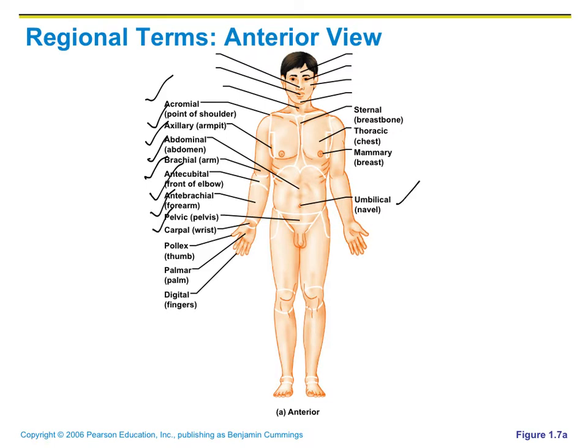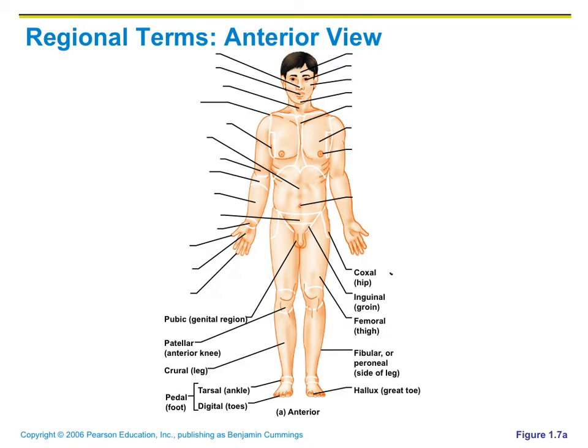Carpal, like carpal tunnel syndrome. Palmar and digital. Sternum or sternal area, thoracic, and mammary. Make sure you can differ. Coxal is hip. Inguinal is groin, which we discussed. Femoral is the femur area. Fibular, where you have a fibula. The pubic area, it should be obvious. Patellar, crural, tarsal, and digital.